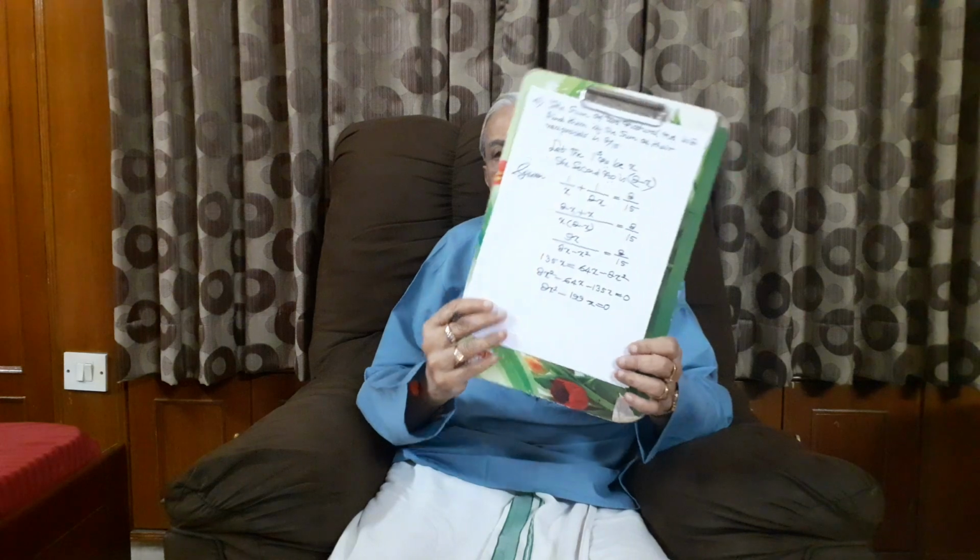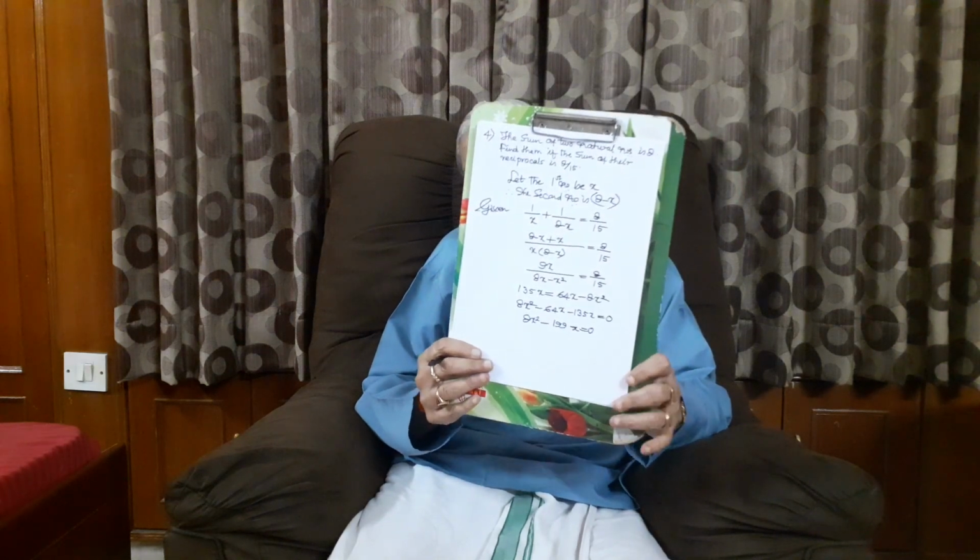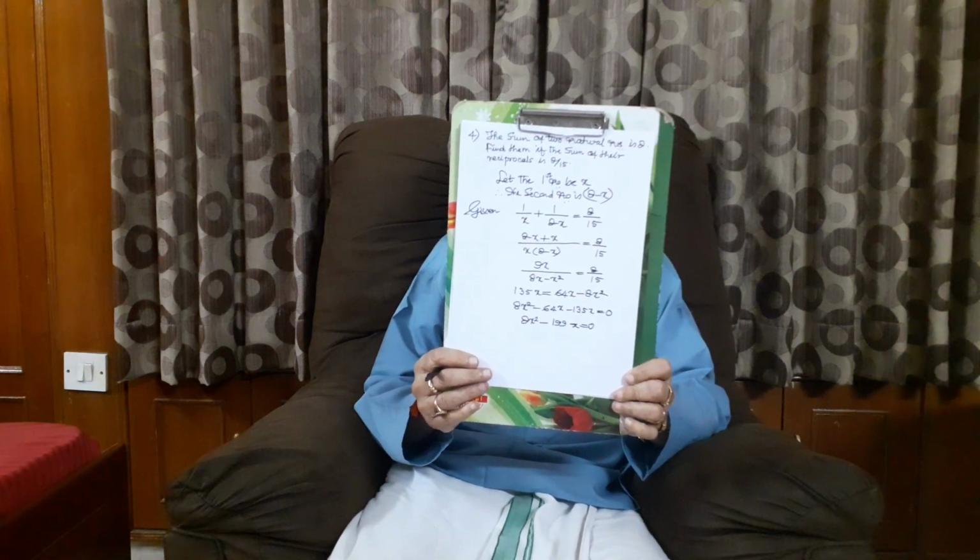minus, what is 135 plus 64? How much is it? 199 if I am right. X, that is equal to 0. 8x squared minus 199x is equal to 0. Is it all right now?